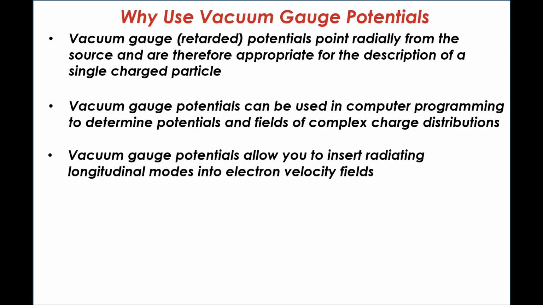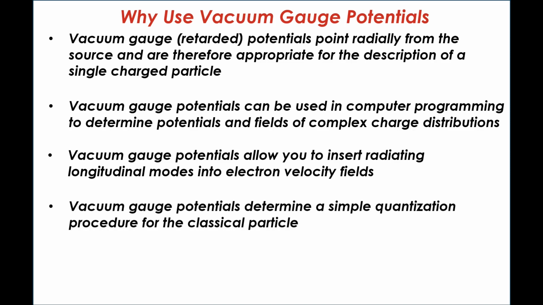Next, vacuum gauge potentials allow you to insert radiating longitudinal modes into electron velocity fields. You don't need to add these radiative modes since they violate energy conservation, but at least the vacuum gauge gives you the option to do so. Next, vacuum gauge potentials allow for simple procedures to quantize the particle. Specifically, in another video, we show how to calculate Dirac spinors beginning with the velocity potentials and the velocity fields.